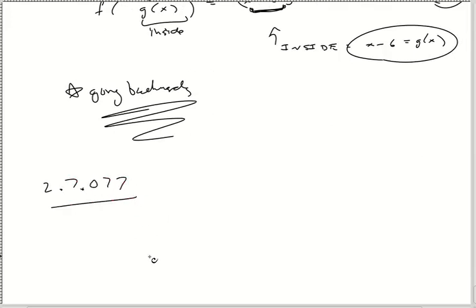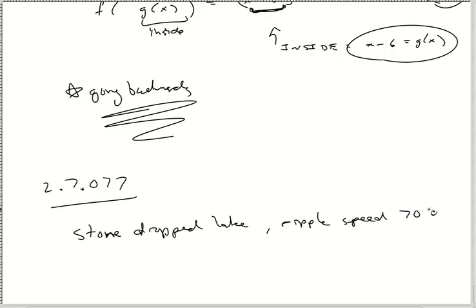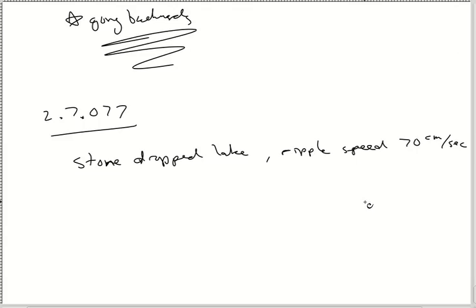2.7.077, this is my last question. So they're trying to make this into a word problem. They got a stone that is dropped into a lake, and there's a ripple effect. Okay, so like the ripples coming out. Each ripple has a speed of 70 centimeters per second. I don't know if that's fast or slow. I'm just saying we got a ripple speed of this much.